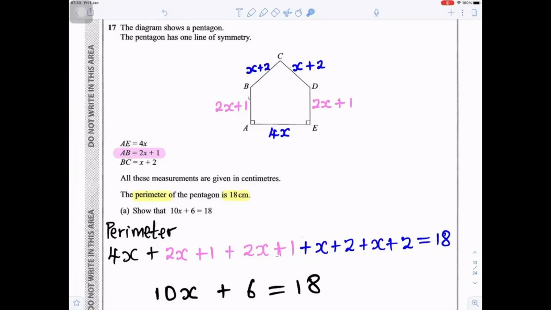Now we add like terms together. Add all the x together. So 4x plus 2x plus 2x plus x plus x. 4 plus 2 is 6, plus 2 is 8, plus 1 is 9, plus 1 is 10. So it's 10x. Add the numbers together: 1 plus 2, 1 plus 1 plus 2 plus 2. That gives you 6. So 10x plus 6 is equal to 18.